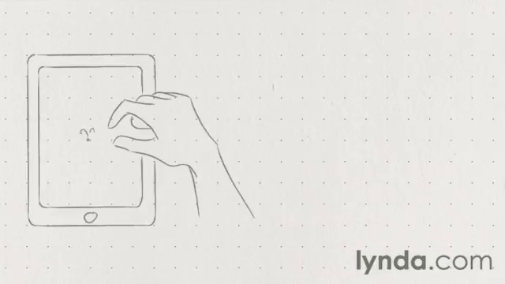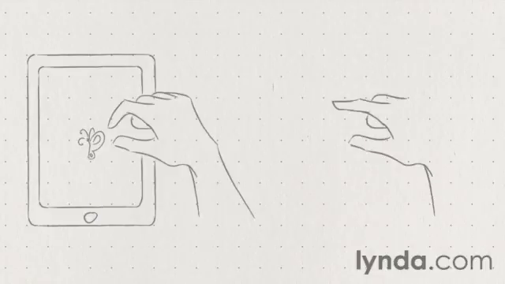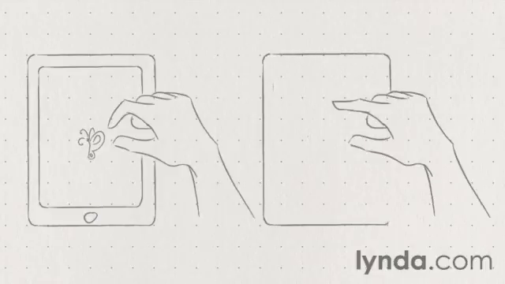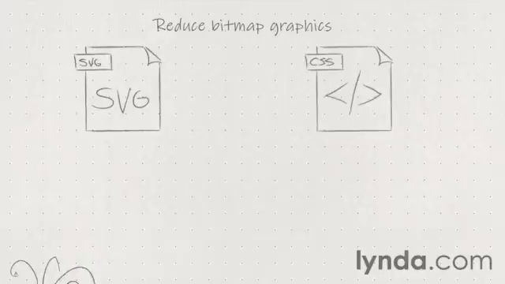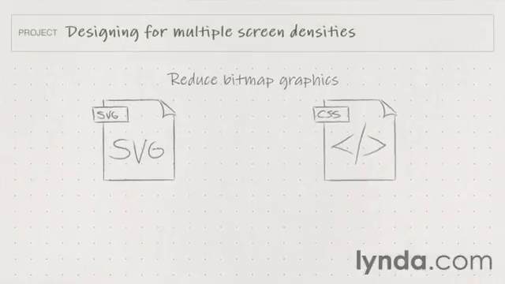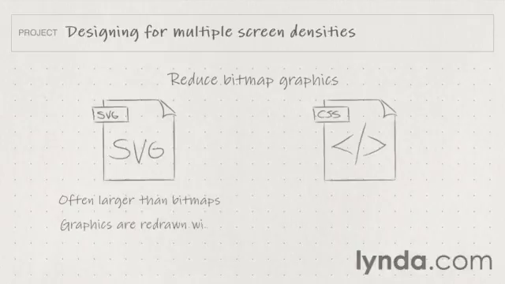Even on lower density mobile screens, scaling is a way of life. It's very common for users to zoom in on page regions, so it's a good idea to try to make your content as scalable as you can. Of course, these approaches are not without their drawbacks. SVG images can be considerably larger than their bitmap counterparts, and vector graphics are redrawn with each pan and zoom. Both of those issues can impact performance considerably.